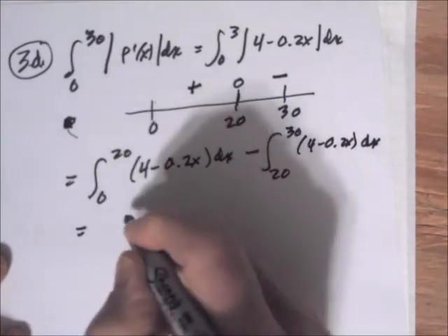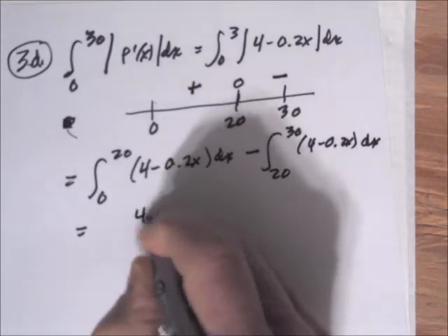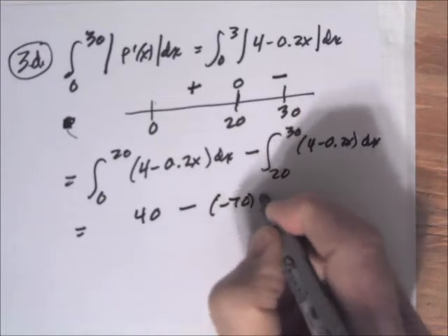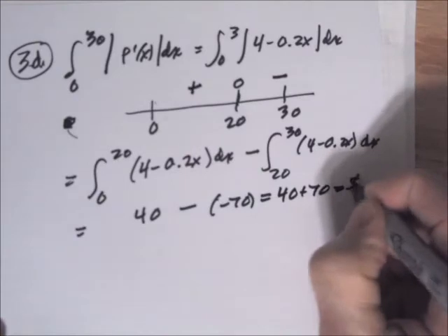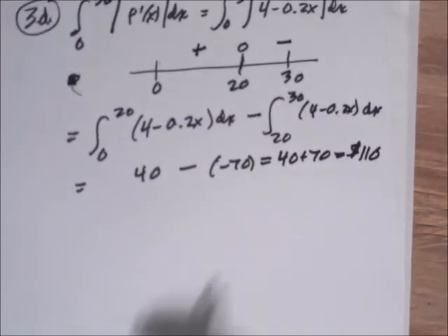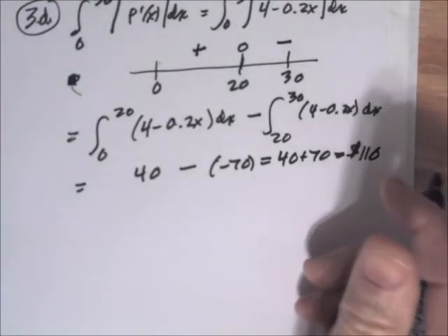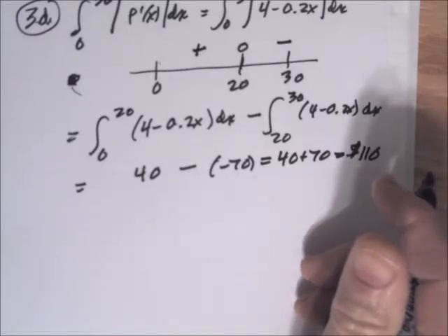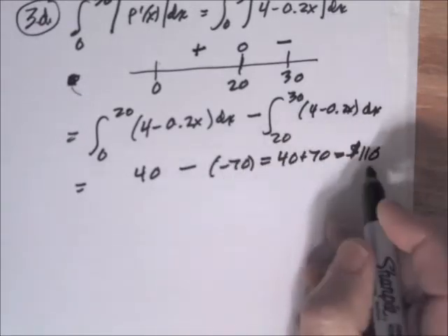So we can use our answers from part A. So in part A, this was 40, and this integral here was negative 70, but we're taking the opposite sign. So it'll be 40 plus 70, which would be $110. So it goes up 40, it goes down 70. So the net change is negative 30, but the total change is 110.